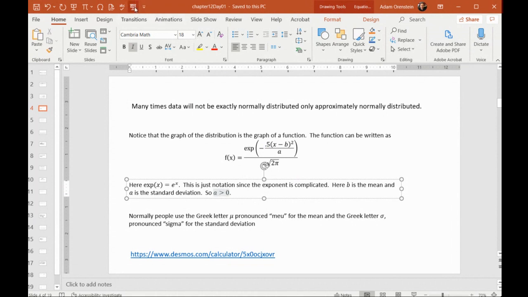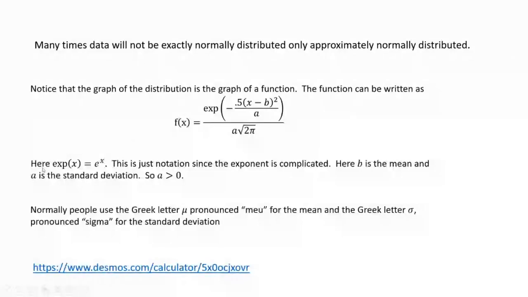Also, this EXP, that's just fancy notation for e to the x. Mostly because the exponent here, as you can see, has a lot of stuff in it. So what people use instead as notation is this, EXP of x. So if you do EXP of something, that's e raised to that.